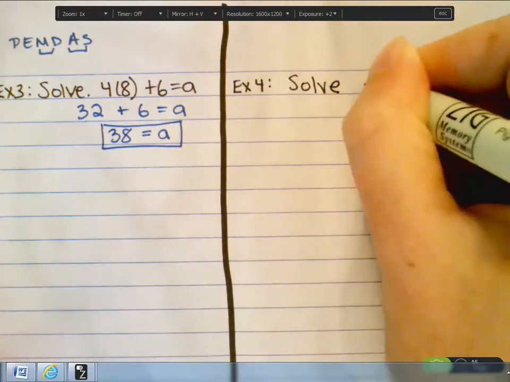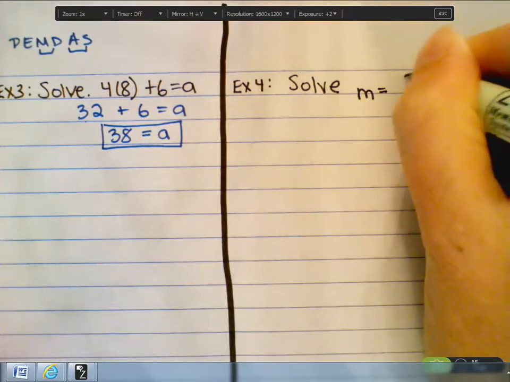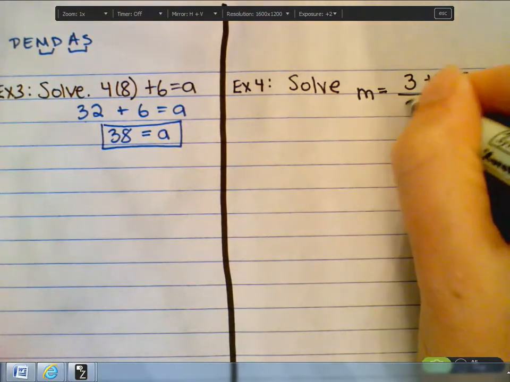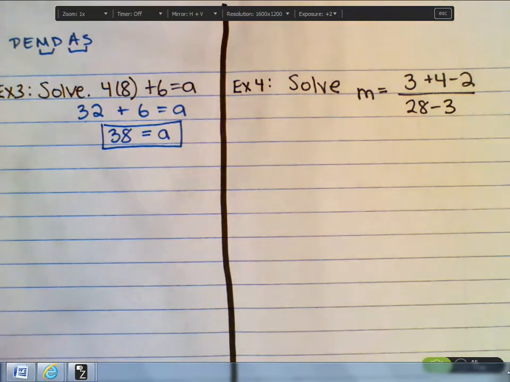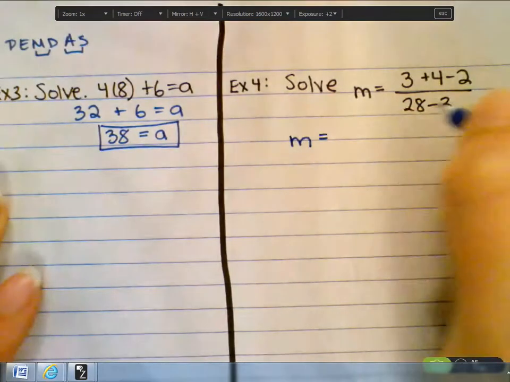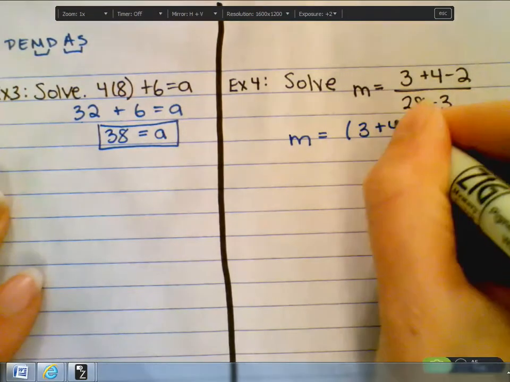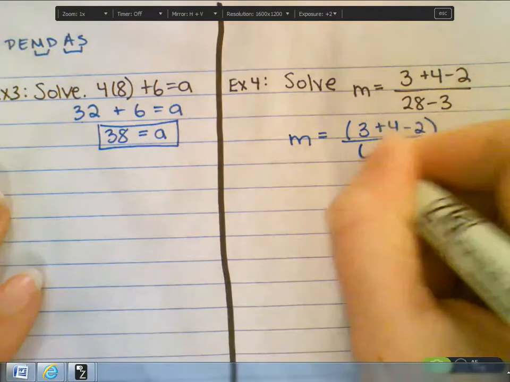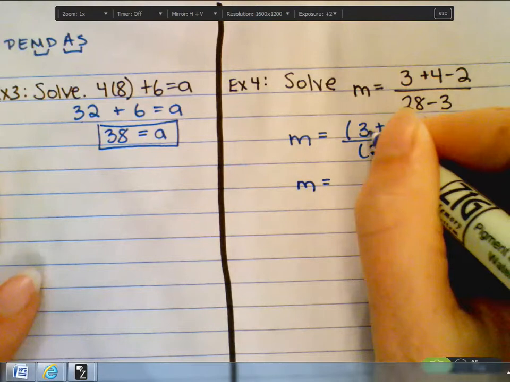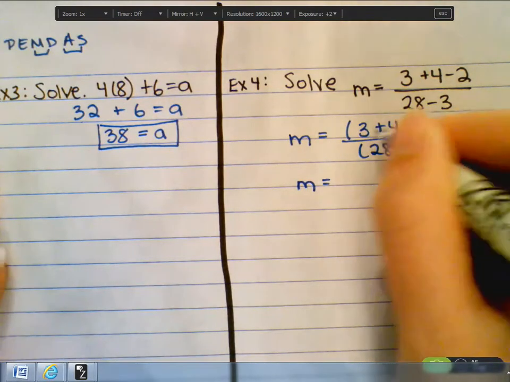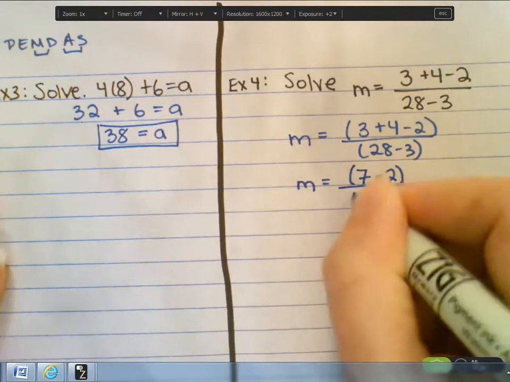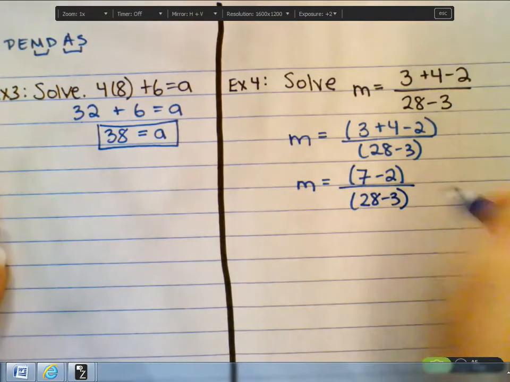It's going to be that m equals 3 plus 4 minus 2, all divided by 28 minus 3. So I'm going to actually recommend that when we rewrite this, we put parentheses around it. So it would be 3 plus 4 minus 2 all over 28 minus 3. So we need to do our parentheses. Within our parentheses, remember we want to do addition, subtraction, left to right. So we're going to say 3 plus 4 is 7, minus 2. Keep 28 minus 3 on the bottom.